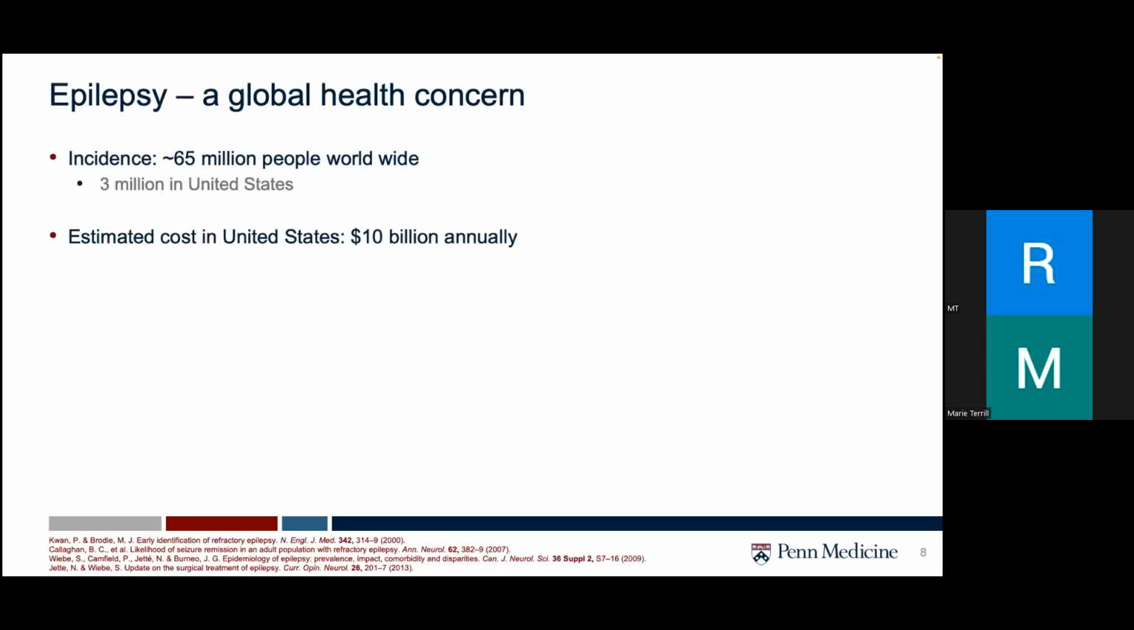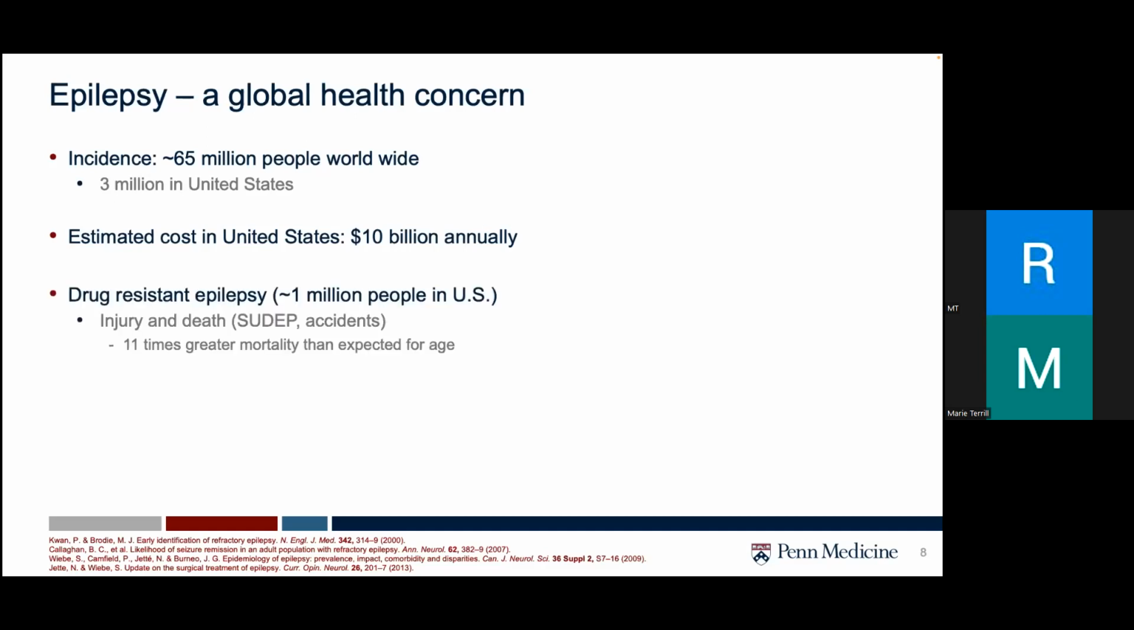Now, epilepsy is a significant global health concern. It affects millions of people worldwide, 3 million in the United States alone, and has a pretty substantial economic burden. There's an estimated $10 billion annually in the United States itself. Now, our subset of patients face unique challenges. It's not just the physical and emotional toll, but it also leads to injuries and even death in our patients. SUDEP is a significant concern.